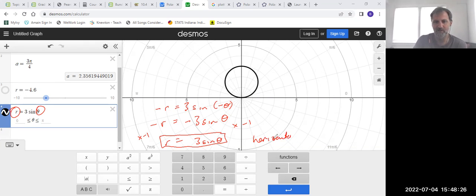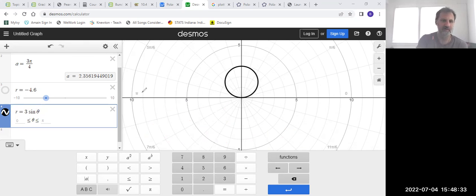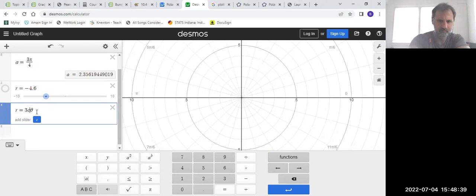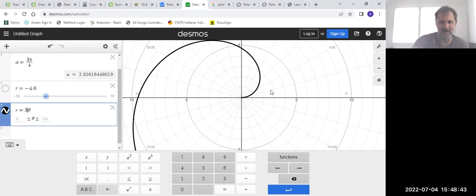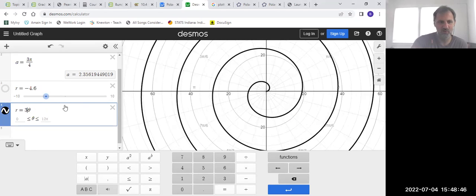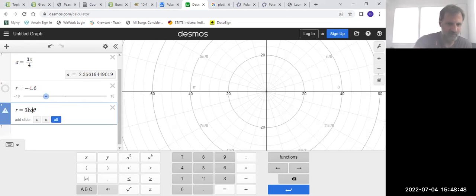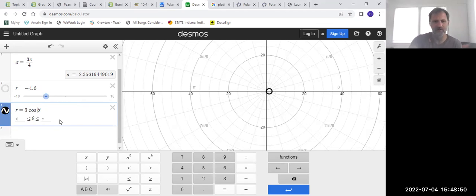Okay, let's look at another one. Let's change that to 3 cosine theta. That was a fun one. Look at that. Spiral. Woo! Graphs can be pretty fun. Okay, sorry, I zoomed out quite a bit. Let's get back in here.